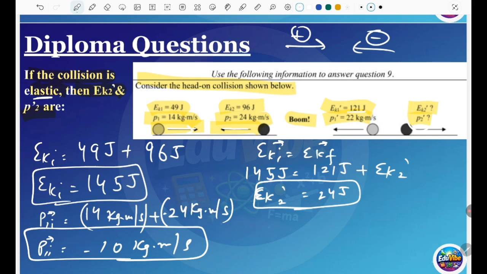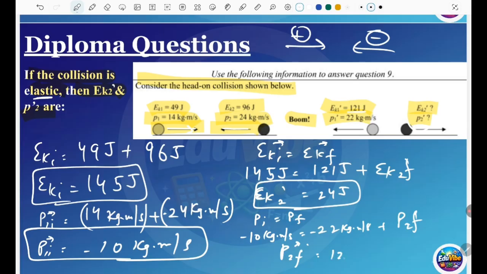Now for P2F we have to find. It's an elastic collision too. So again, Pi is equal to Pf. Pi we found as minus 10, and Pf we have 22 kg·m/s, which is negative, plus P2 dash, which is P2 final. We can also write P2 final if we want. The minus goes over there, and when we calculate this, we get P2F, or P2 dash, of 12 kg·m/s.